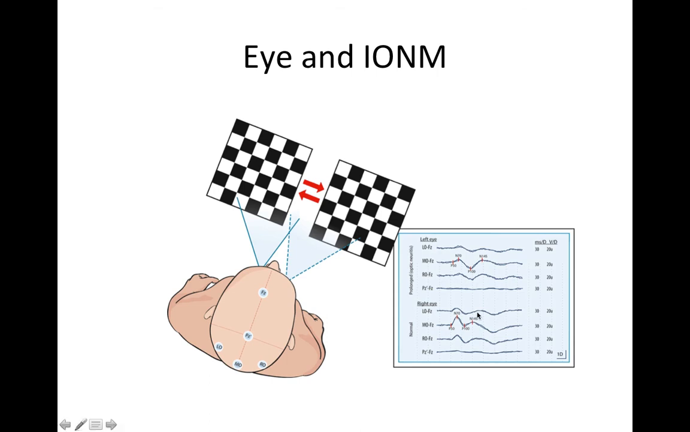The waveform that is associated with visuals is P100. Technically, we're looking at the brain activity of the visual cortex, which is in the occipital lobe. That's why those are going to be our recording electrodes there. We're looking at how it travels from the retina to the visual cortex, so the whole pathway that we just looked at previously. It's going to result in this waveform, which is P100, and it's going to let us know the integrity of the retina, the optic nerve, the optic radiations, and the visual cortex.